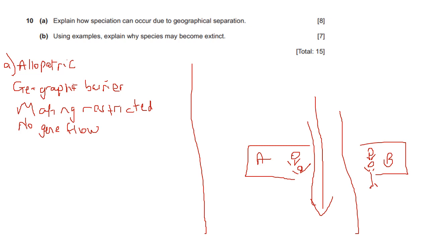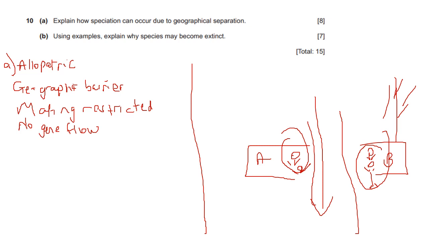Let's assume this is a really deep river. They can't cross to the other side to mate with the guys over here, so they start mating with each other only, and these guys also start mating with each other. Now let's say on part B there are lots of trees, whereas on part A it's maybe just flat ground.